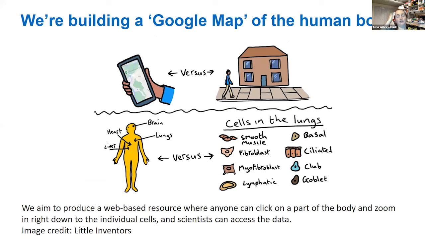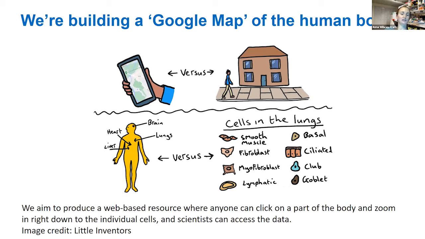If you want to think of it as a Google Map of the human body, that's what we're trying to build. When you go to Google Maps, you can look at the country or the world, you can zoom into a country, you can zoom into a city, and you can go right down to the level where you're looking at individual houses in a street.